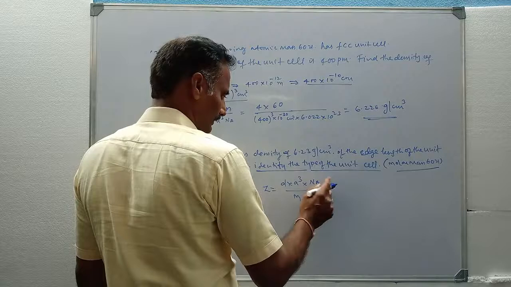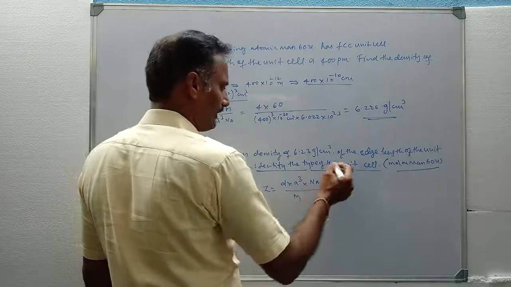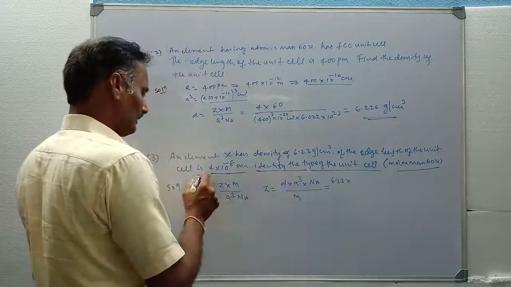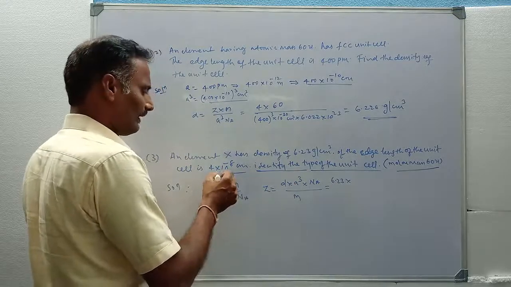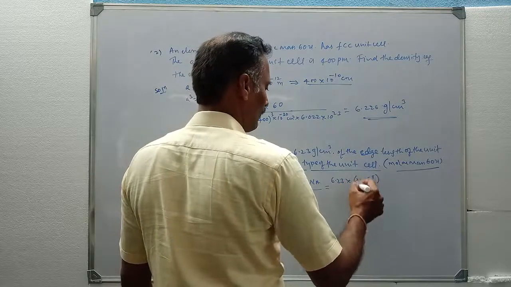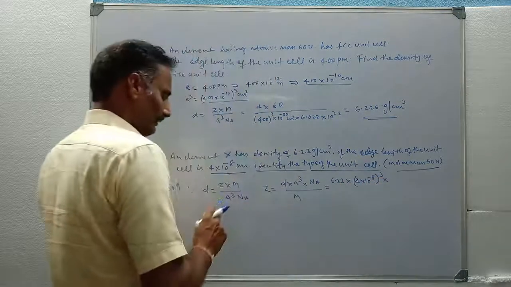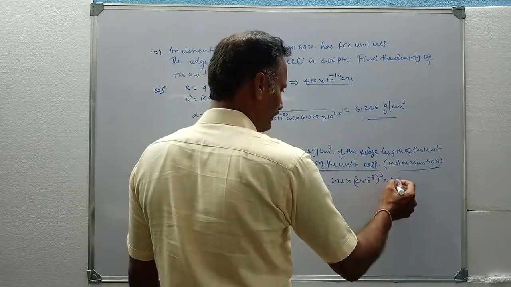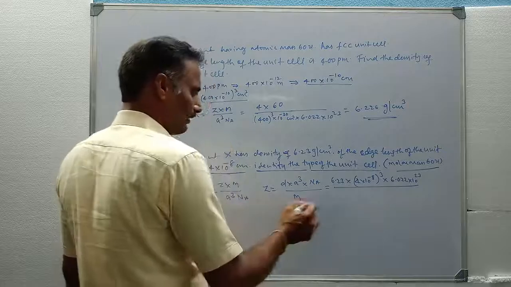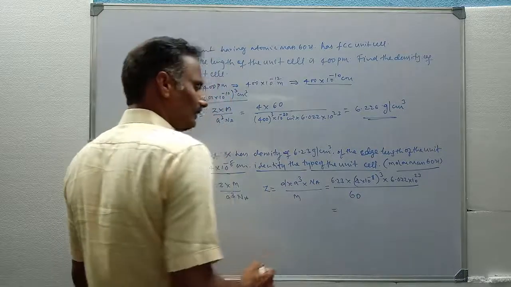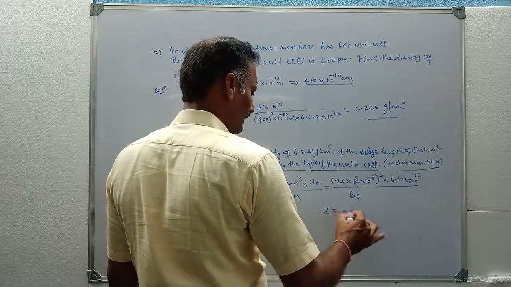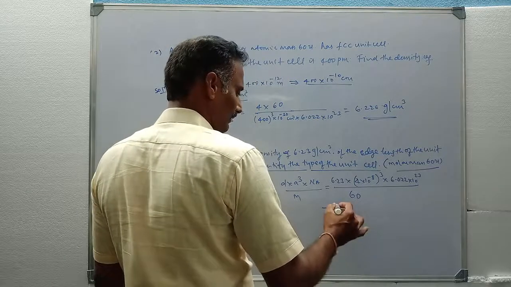Then by substituting all the values, the density of the unit cell is 6.23 into A cube. A is given here, you convert it into A cube. Its value is 4 into 10 to the power of minus 8 whole cube, into Avogadro number 6.022 into 10 to the power of 23, divided by molar mass 60. On simplifying these values, we will get the value of Z equal to 4.